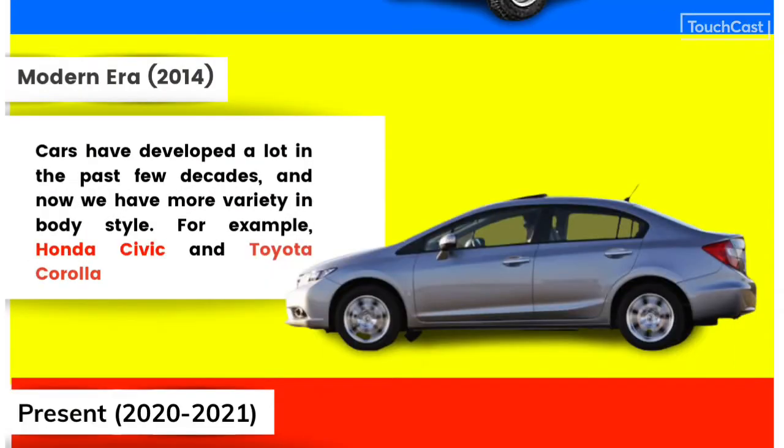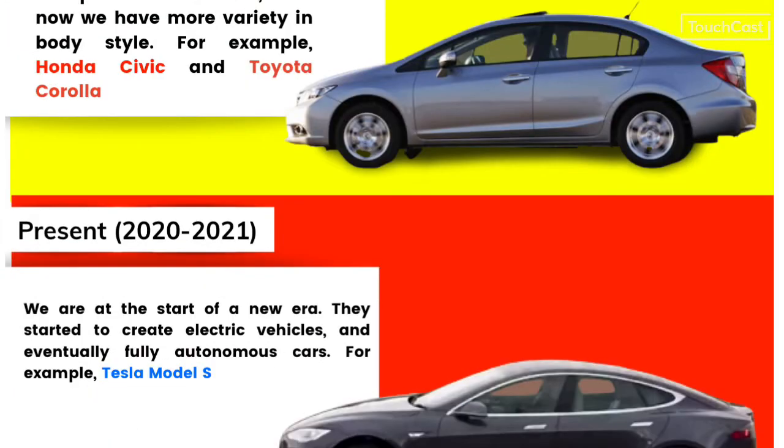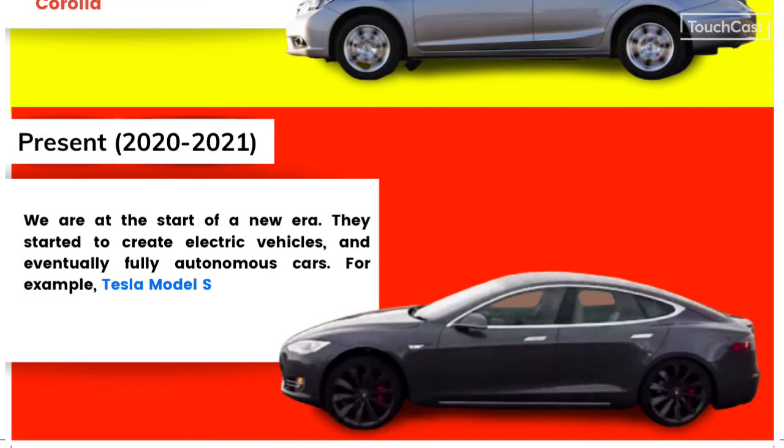After that, the modern era, 2014. Cars have developed a lot in the past few decades, and now we have more variety in body styles. For example, Honda Civic and Toyota Corolla. Now we move to the present, 2020 and 2021. We are at the start of a new era. They started to create electric vehicles and eventually fully autonomous cars. For example, Tesla Model S.